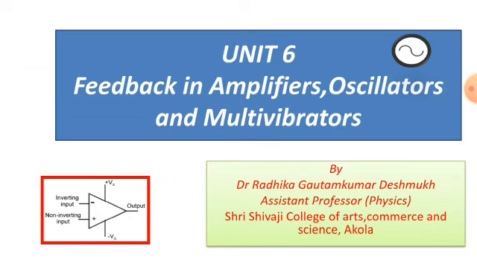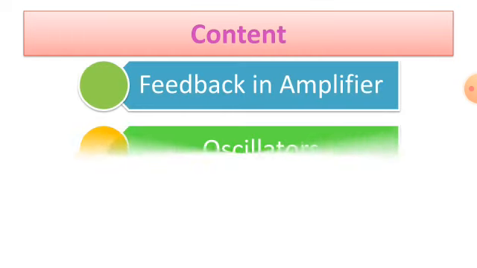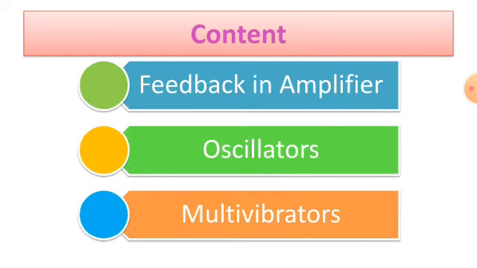Today we have to study Unit 6 of SEM 5th. The heading of this unit is Feedback in Amplifiers, Oscillators and Multivibrators. That is, three parts we have to study here. First part is amplifier, second is oscillator and third is multivibrators. So, the content of this unit is, first one is feedback in amplifier, oscillators and multivibrator.